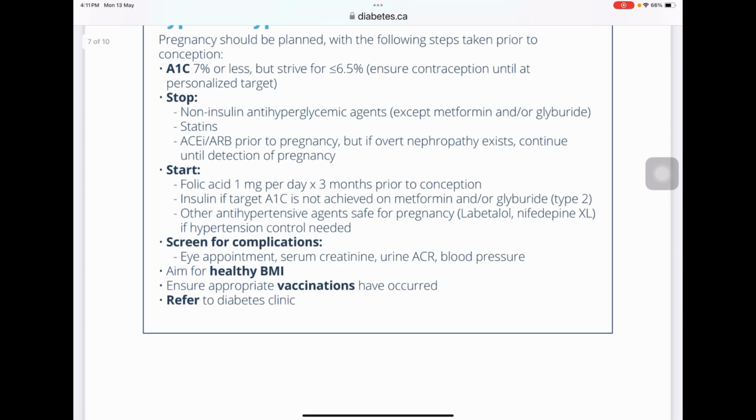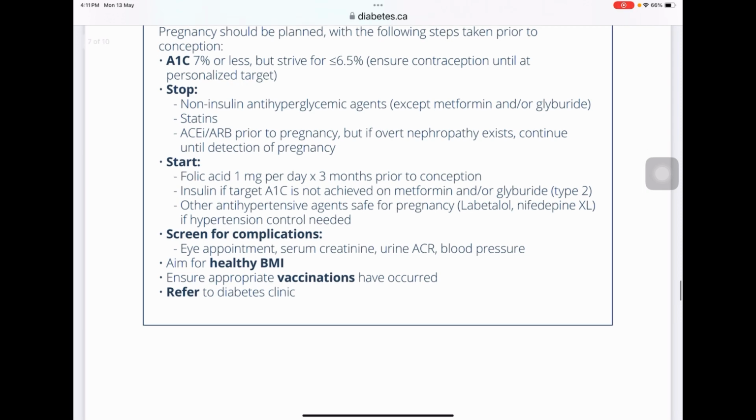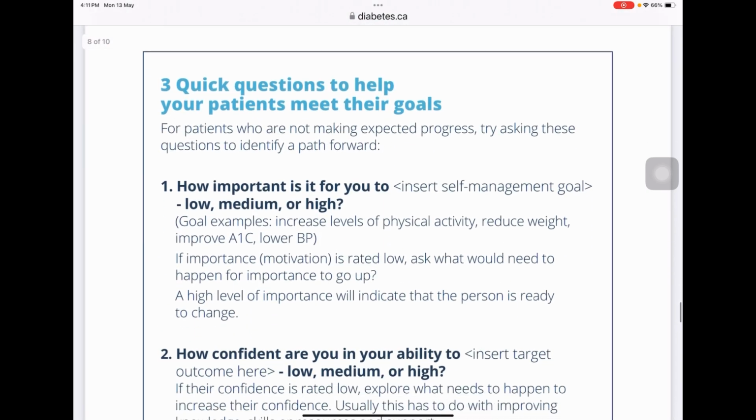Screen for complications: eye appointments, serum creatinine, urine albumin creatinine ratio, and blood pressure. Aim for a healthy BMI, ensure appropriate vaccinations have occurred, refer to diabetes clinic. So these are the things: eye appointment, creatinine, albumin creatinine ratio, blood pressure control, diabetes clinic, BMI should be healthy, vaccination should be proper, right?